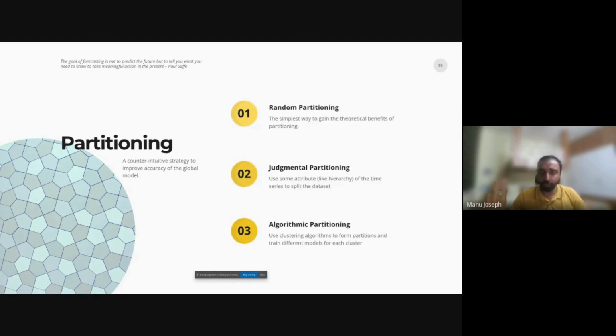There are different ways of doing partitioning. The most counterintuitive way is random partitioning, but the paper that I mentioned showed even experimentally that doing a random partition has some gains. But typically in the industry, we end up doing judgmental partitioning. We'll use some attribute of the time series to group them into logical sections and train different models on it. But if you don't have such an intuition, you can always go with algorithmic partitioning as well. You can use clustering algorithms to cluster different time series and then have different models trained on each of these clusters.